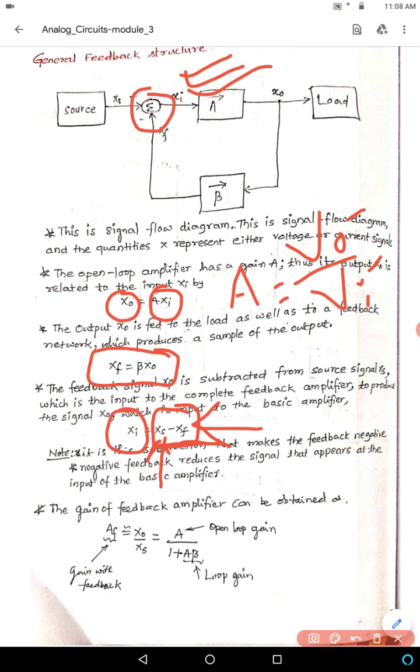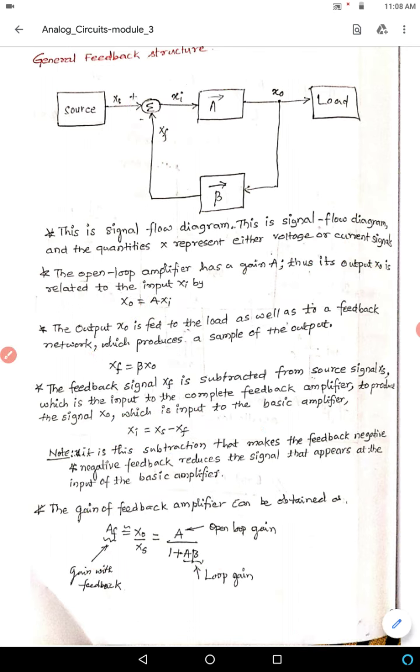After using some multiplication and some mathematical equations, we will obtain AF equal to A divided by 1 plus A beta. This equation is very much important. The gain with feedback, AF, equals A divided by 1 plus A beta. You should remember that.